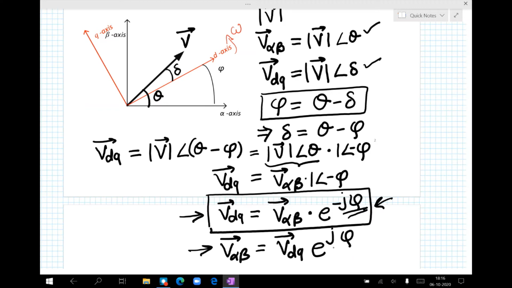If you add the angle between alpha axis and D axis to the phasor of DQ, you get the phasor in alpha beta, and if you subtract the angle between D axis and alpha axis from the phasor in alpha beta reference frame, you get the phasor in DQ reference frame. So it is very easy to transform from alpha beta to DQ and vice versa. And this transformation is nothing but Park transformation.